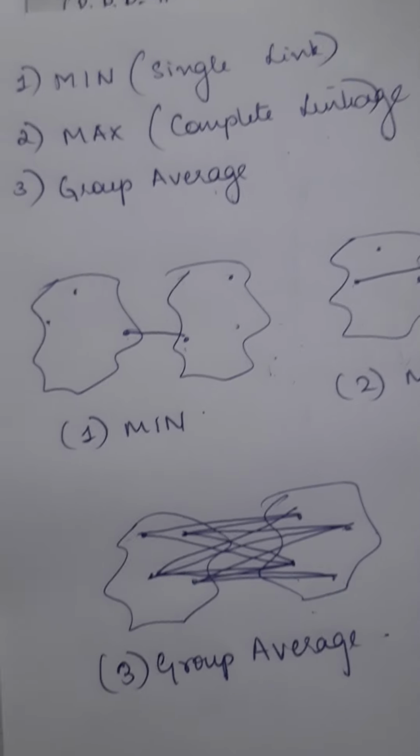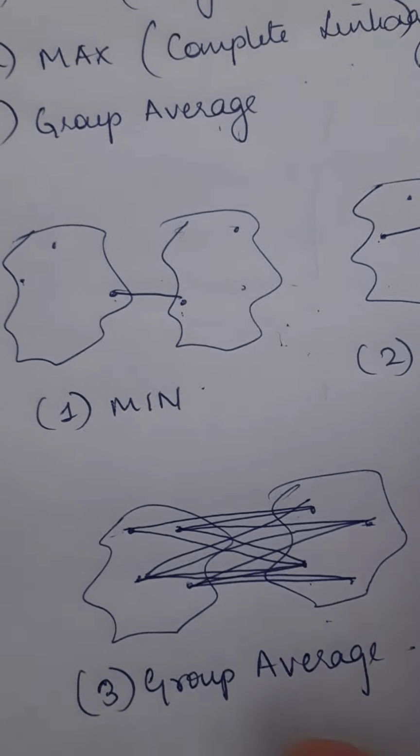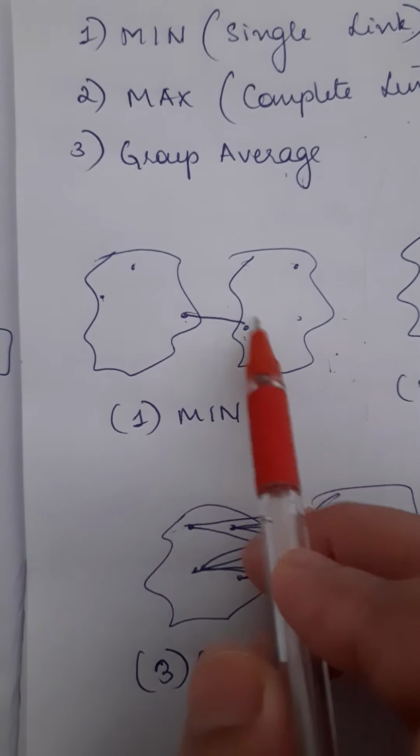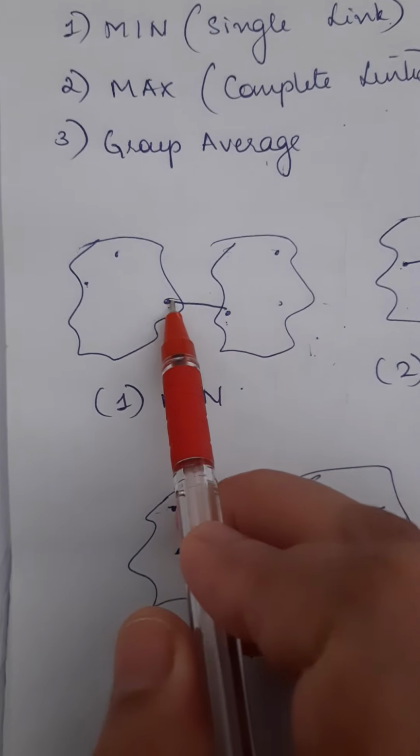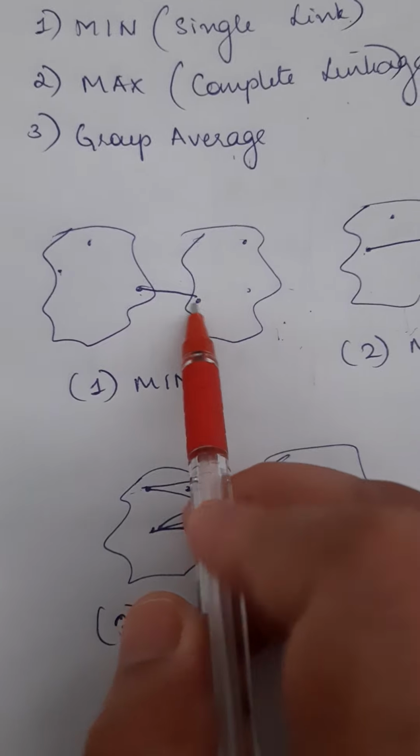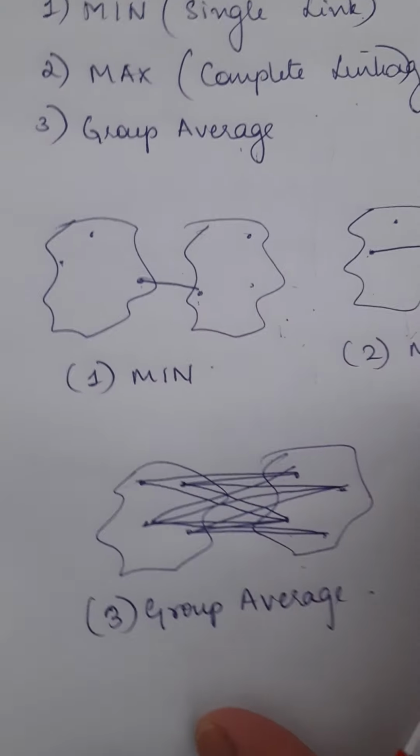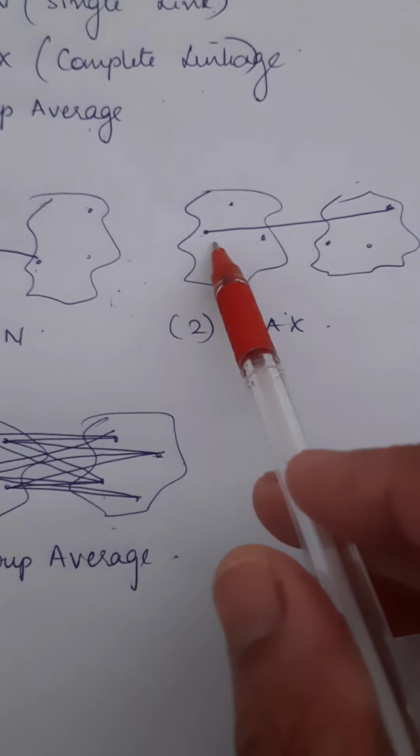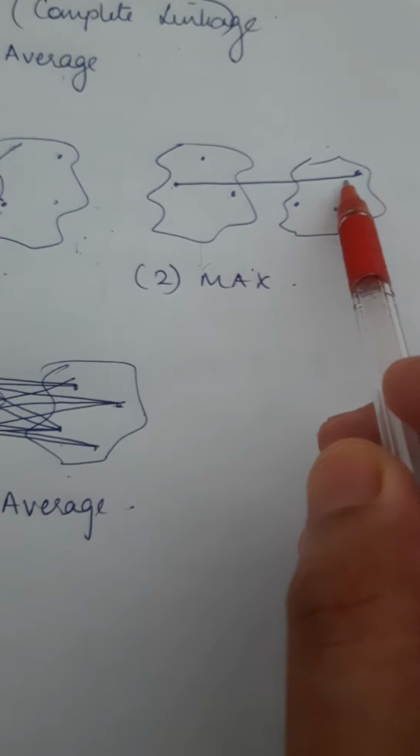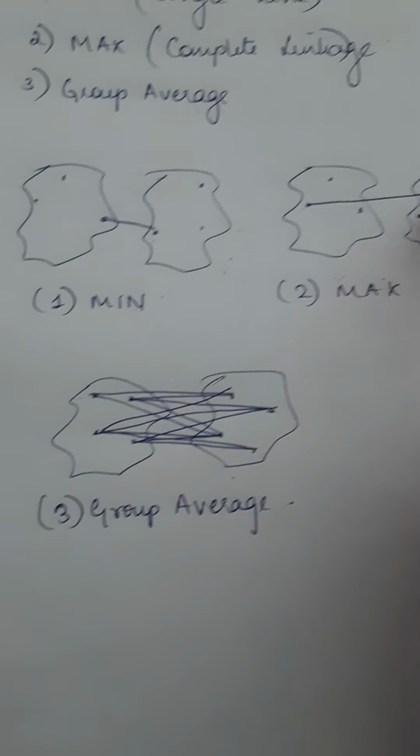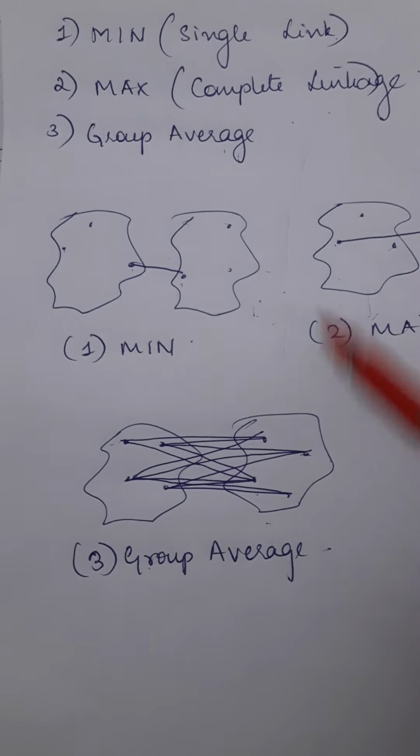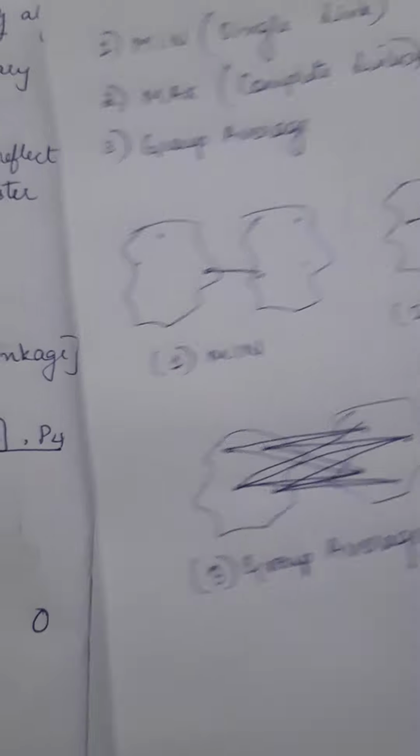In min, what we are trying to do is find the minimum distance between 2 points of different clusters. This is also called single linkage. In max, we are trying to find the maximum distance between 2 points of different clusters. That is complete linkage. And then we have group average. So these are the three different techniques under agglomerative clustering. Now we will see how to work on these three techniques.